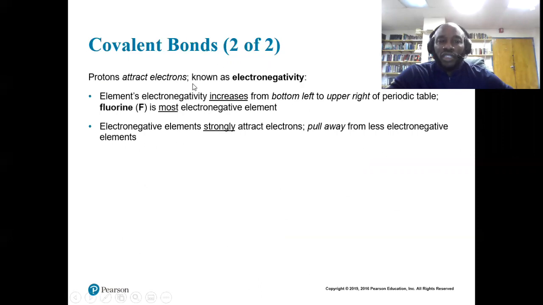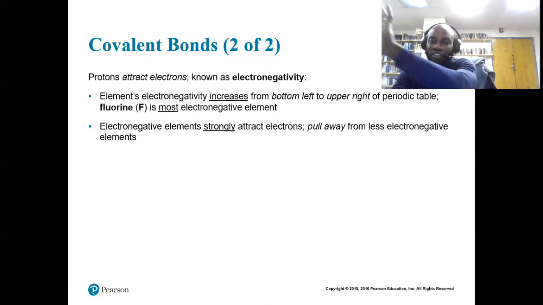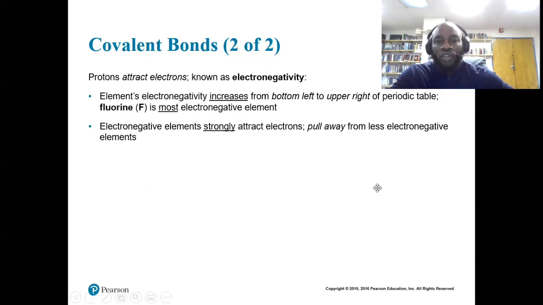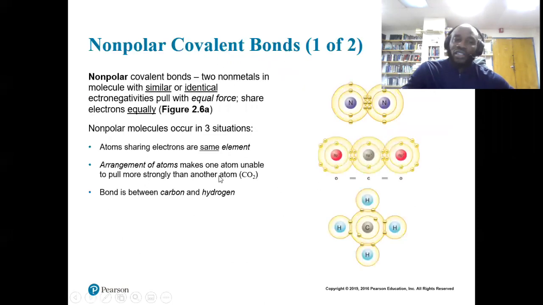Protons attract electrons, known as electronegativity. You know, protons have a positive charge, electrons have a negative charge. It's your electronegativity. An element's electronegativity increases from the bottom left of the periodic table to the upper right of the periodic table, right? So we go from here to here, increasing your electronegativity. Electronegative elements strongly attract electrons and pull them away from less electronegative elements, which makes sense.